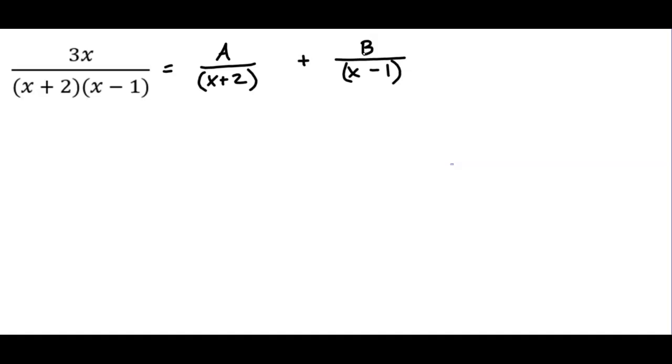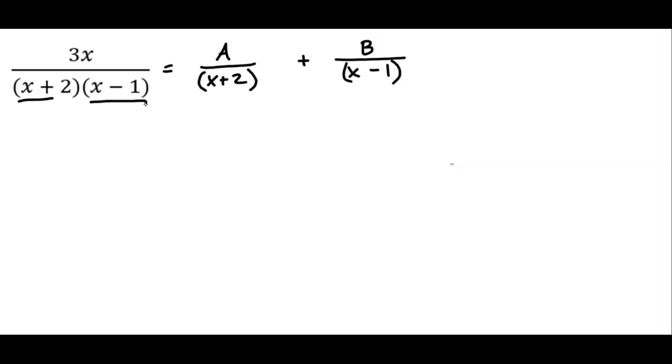Okay, that's the setup for this problem. And like I said, the setup is the big part, so you have to kind of know how to identify how to set it up. Here we had two factors. They were both linear, and they're different, right? Okay.